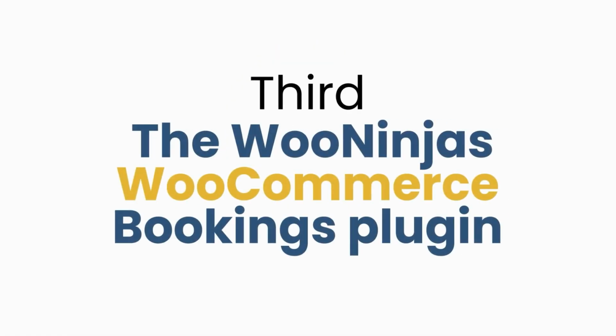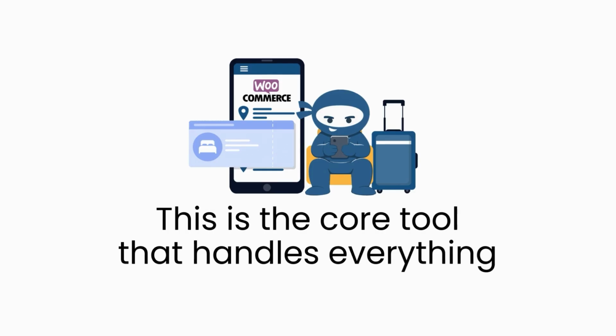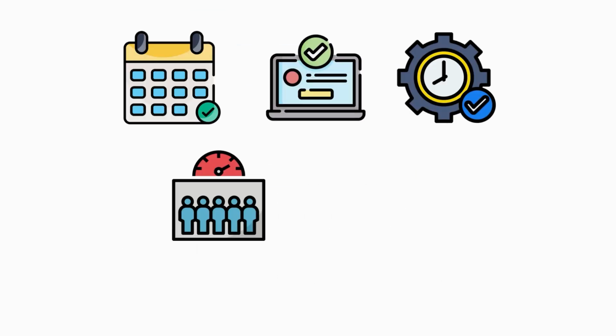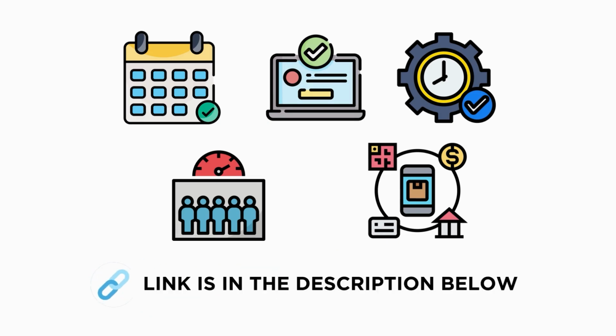Third, the Woo Ninjas WooCommerce Bookings plugin. This is the core tool that handles everything: your event calendar, booking forms, real-time availability, capacity limits, and payment integration. The link is in the description below.